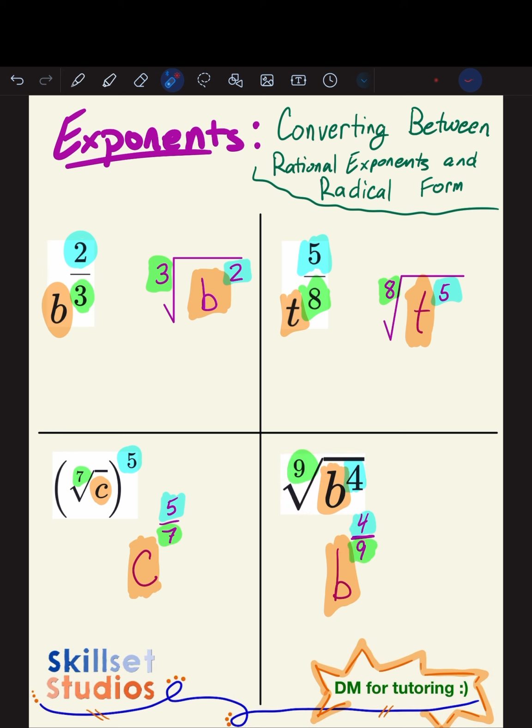A trick that might help you remember this is that if you know that this location is the root, then the roots of a tree are on the bottom of the tree, so the root goes on the bottom of the fraction. And the number that's up top will stay up top, while your base will stay as the base.